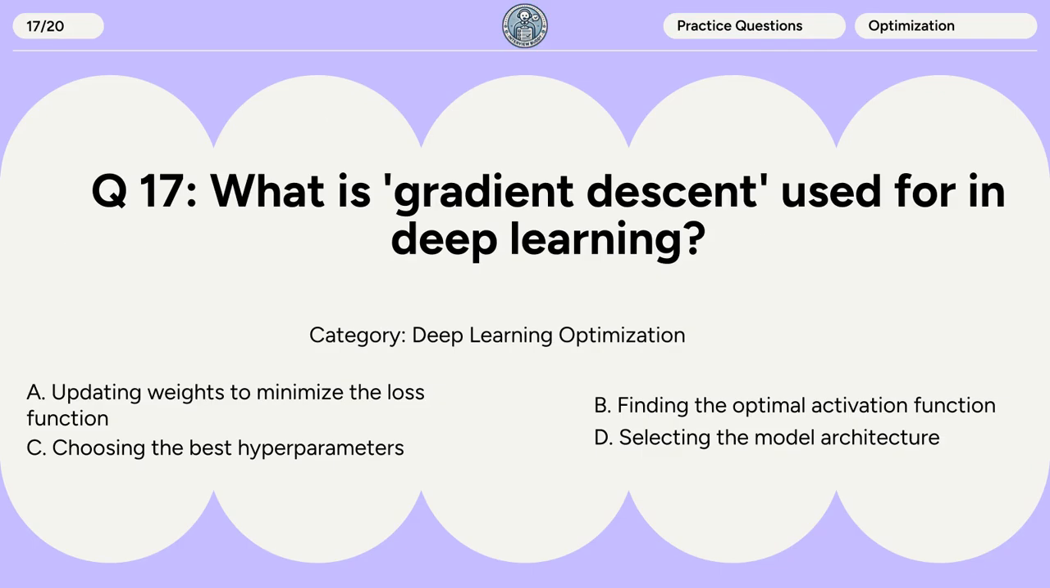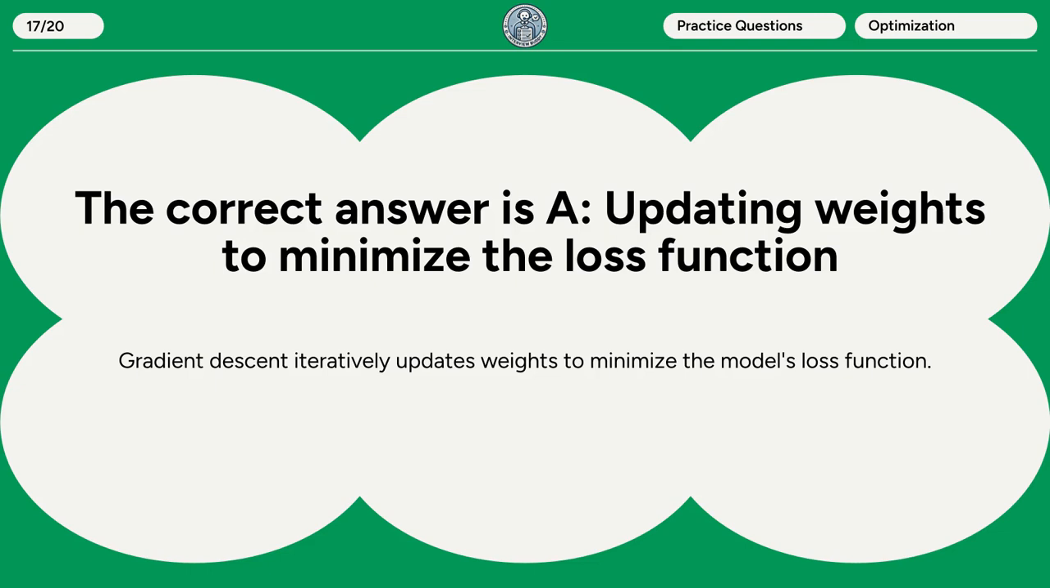Question 17. What is gradient descent used for in deep learning? A. Updating weights to minimize the loss function. B. Finding the optimal activation function. C. Choosing the best hyperparameters. D. Selecting the model architecture. The correct answer is A. Updating weights to minimize the loss function. Gradient descent iteratively updates weights to minimize the model's loss function.